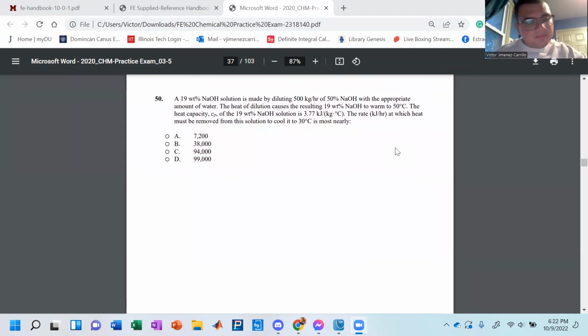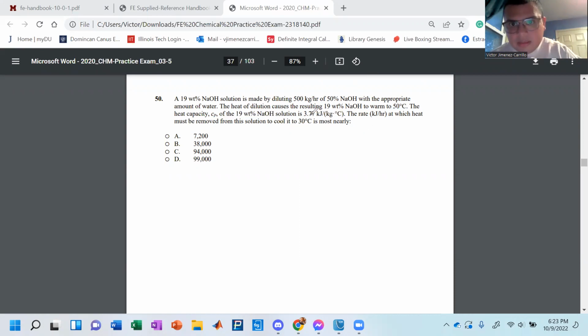Okay, so 50. It says 19 weight percent of NaOH, sodium hydroxide solution, is made up by diluting 500 kilos per hour of 50% NaOH solution with the appropriate amount of water. The heat of dilution causes the resulting 19% solution, and that's important, to warm up to 50 degrees. The heat capacity of the 19% weight solution is 3.77. And the rate in kilojoule per hour at which the heat must be removed for the solution to cool to 30 is nearly blank. Okay.